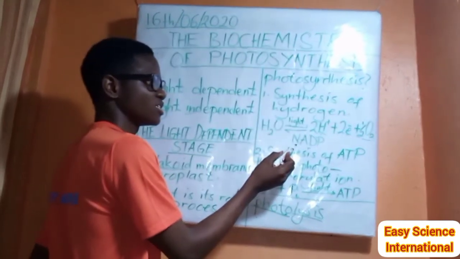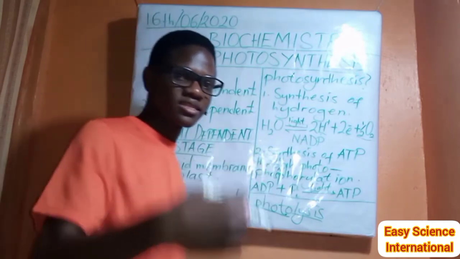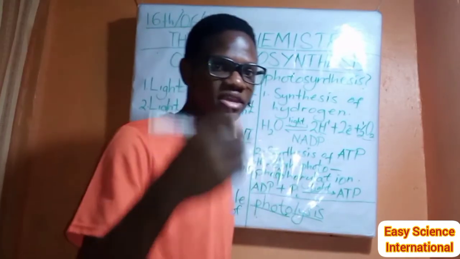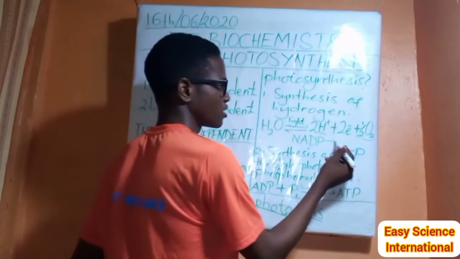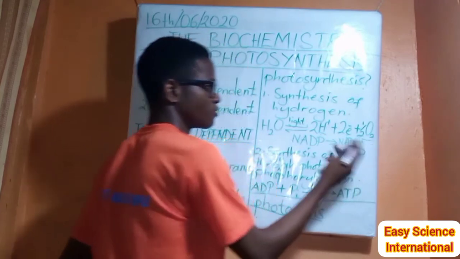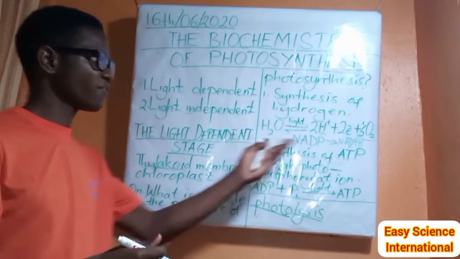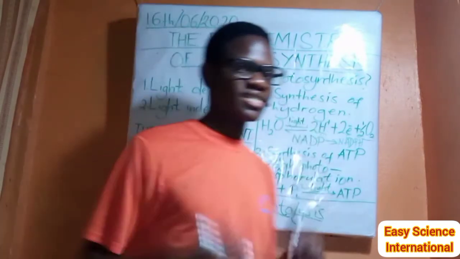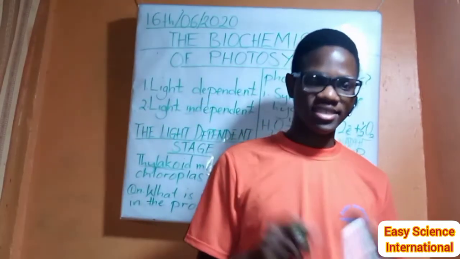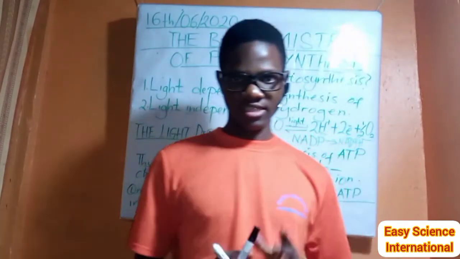That is nicotinamide adenine dinucleotide phosphate to form its reduced form. So hydrogen will reduce this molecule to form for us NADPH, which is a reduced form of NADP. Now, this molecule carries the hydrogen to the other stage of photosynthesis, which is the light-independent stage or the dark stage. We shall look at its relevancy or significance in that stage.